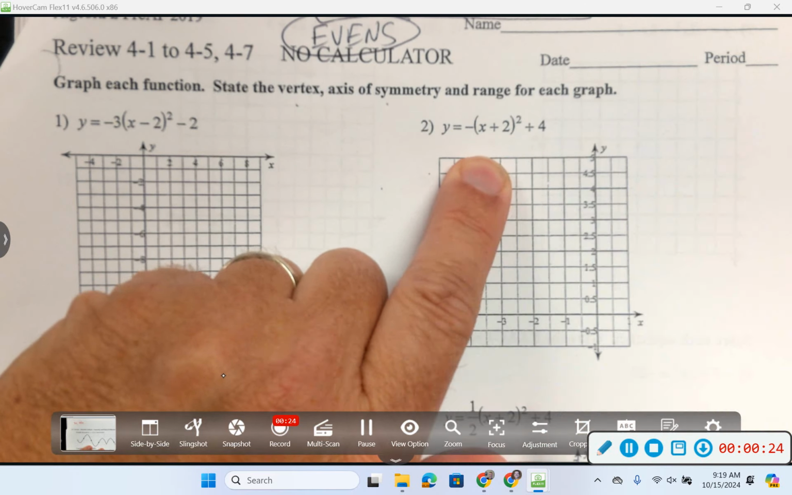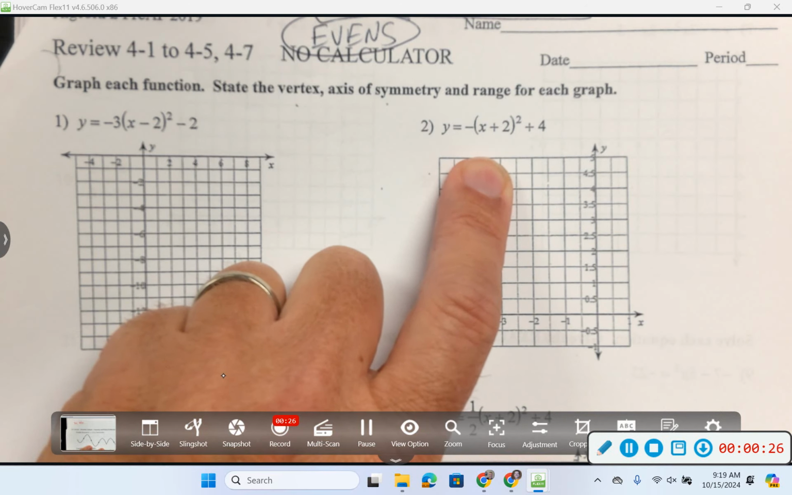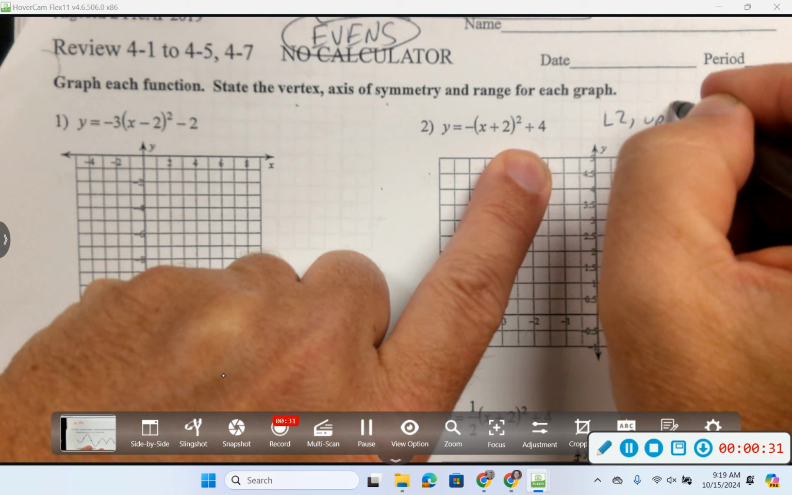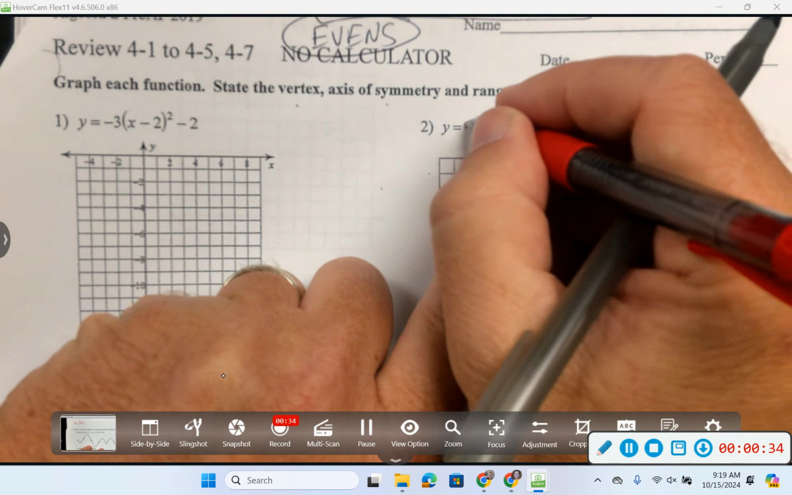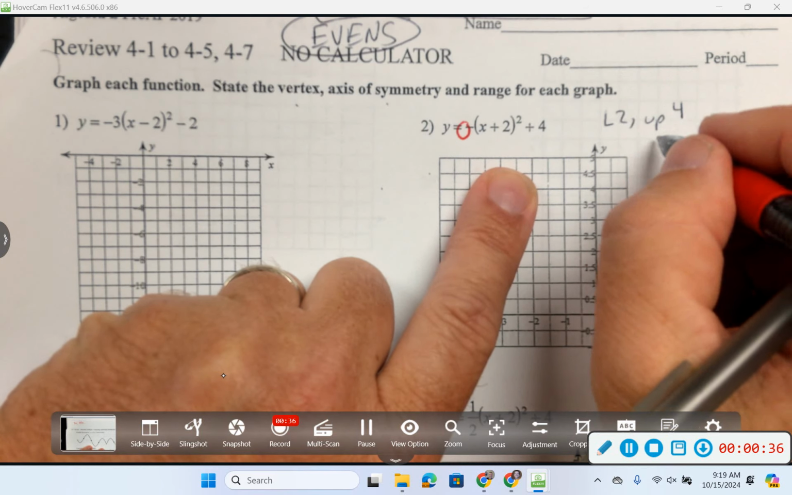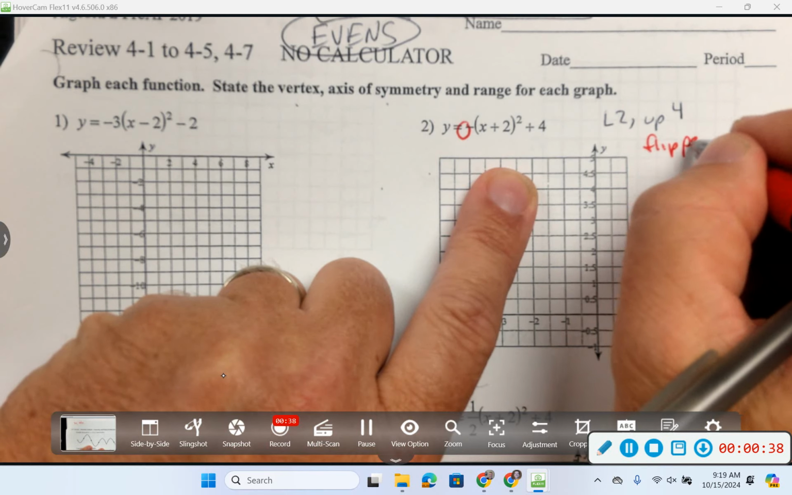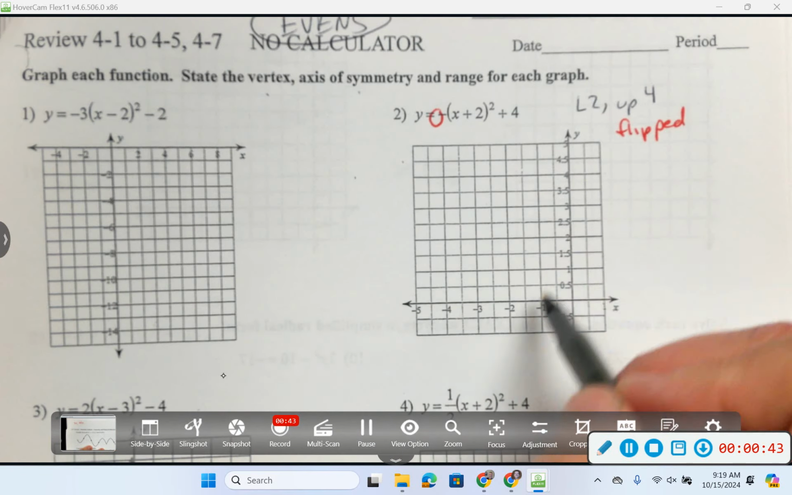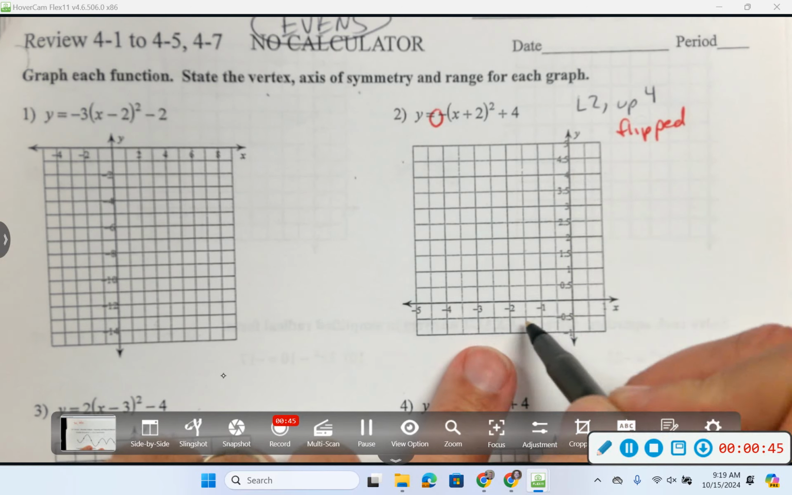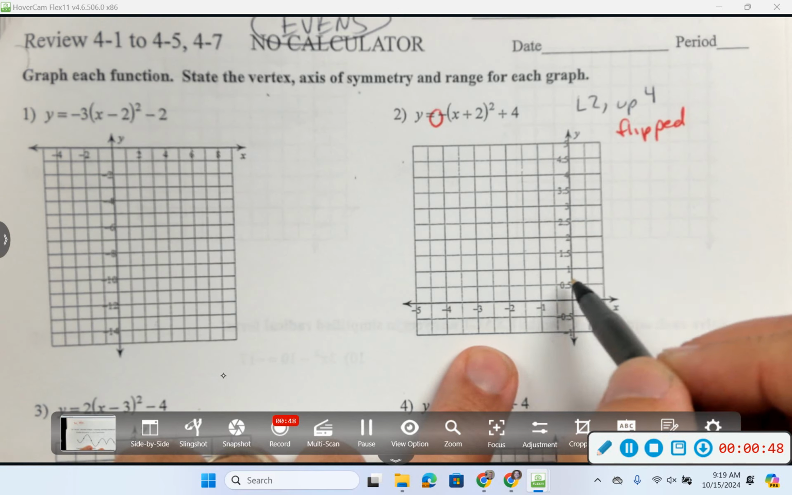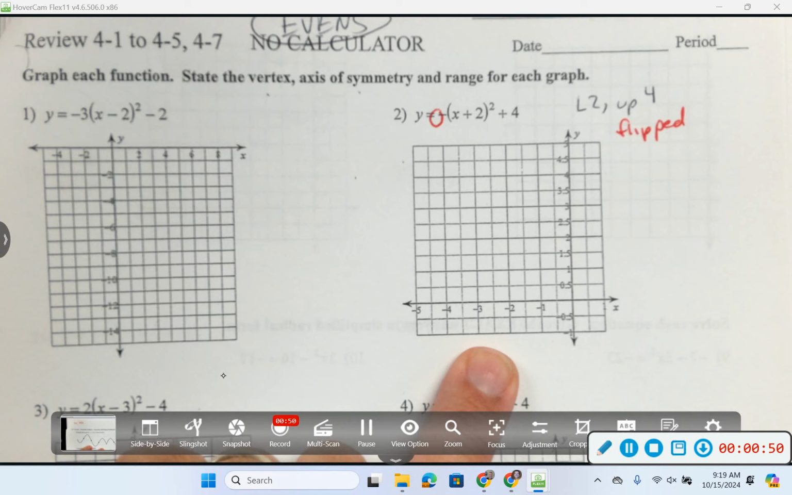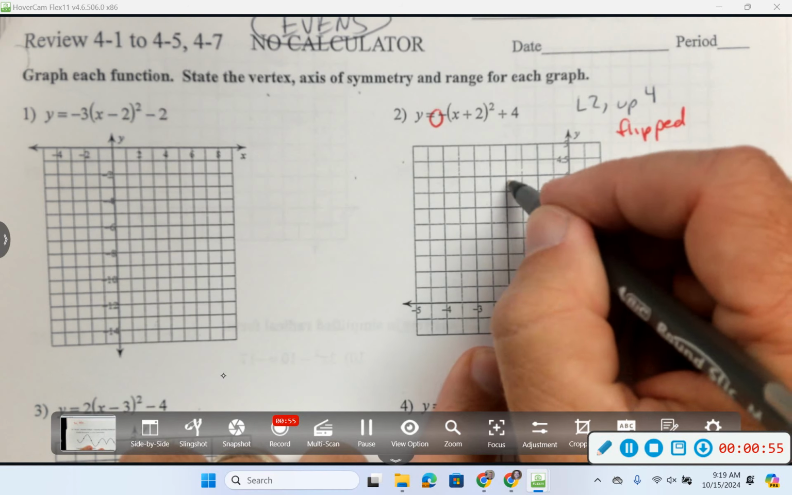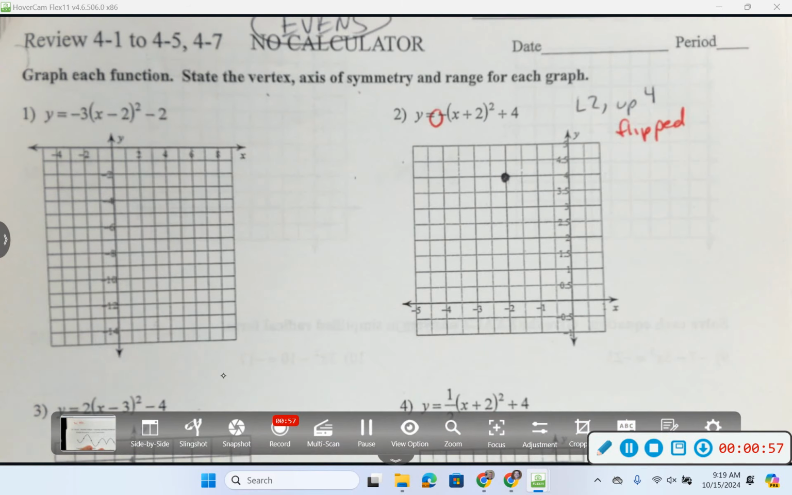Let's see, x plus 2, which way does that mean it goes? Left 2, and then plus 4 would be up 4. And while I'm looking at it, it's also flipped. So we'll use that in a minute. So left 2, up 4. This is one where the scale is a little bit weird, so I need to be careful to make sure I land at the right spot. Left 2, up 4.